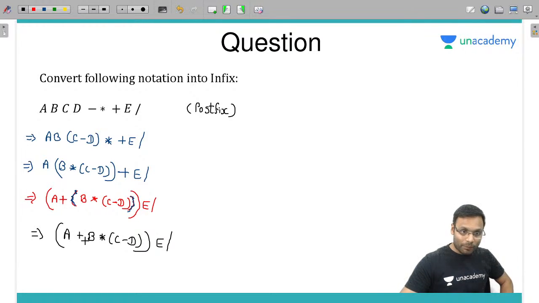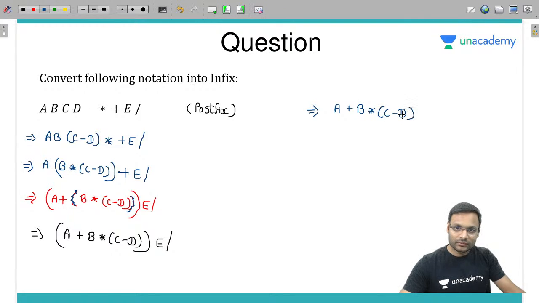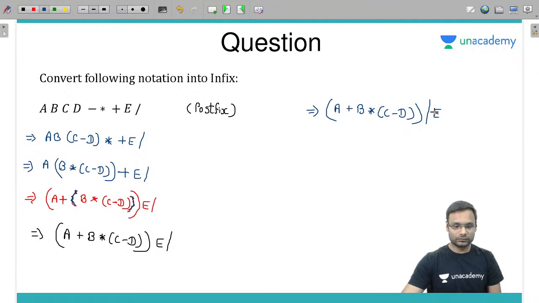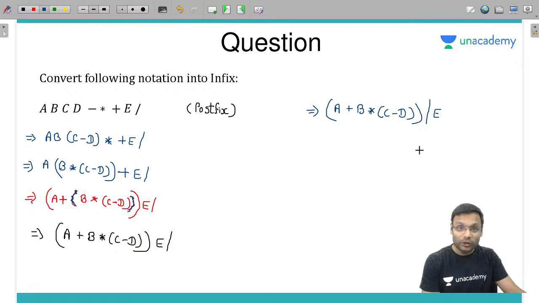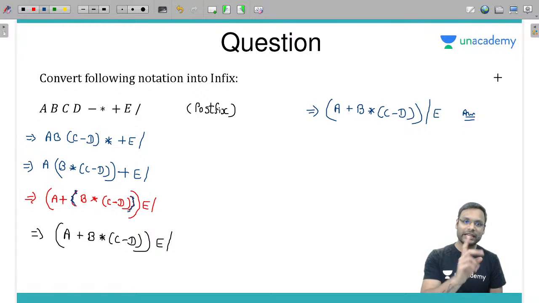Now the last step. Operand, operand, operator. This operator will be placed in between these two operands. So how do I write this? A plus B into C minus D, divided by E. Can I remove this parenthesis now? No. If I removed this parenthesis, then you will not solve this plus first. You would solve this division, which is wrong. I should solve this plus. That means I will have to keep the parenthesis here. This is my final answer for the given postfix expression.